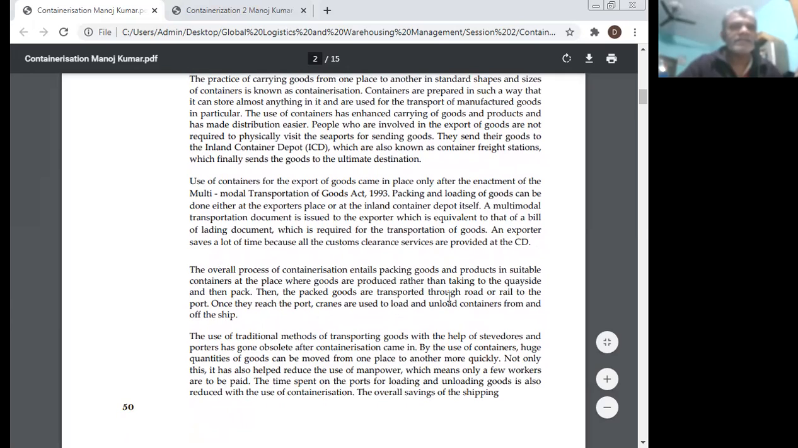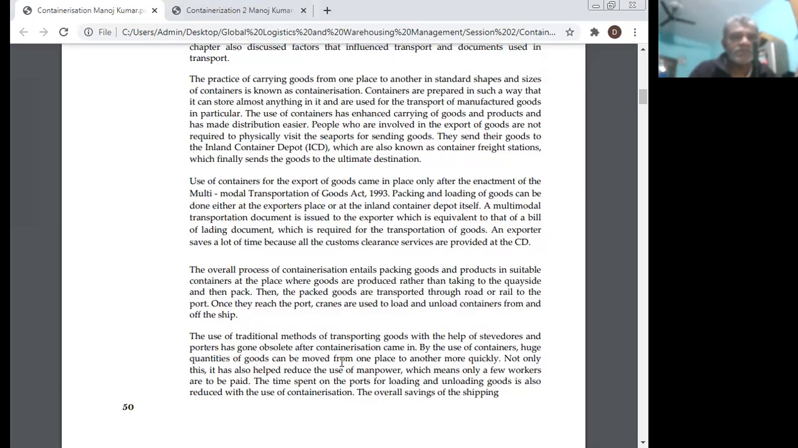The overall process of containerization entails packing goods and products in suitable containers at the place where goods are produced rather than taking them to the quayside. Then the packed goods are transported by road or rail to the port. Once they reach the port, cranes are used to load and unload containers off the ship. The traditional methods of transporting goods with the help of stevedores and porters have become obsolete after containerization came.